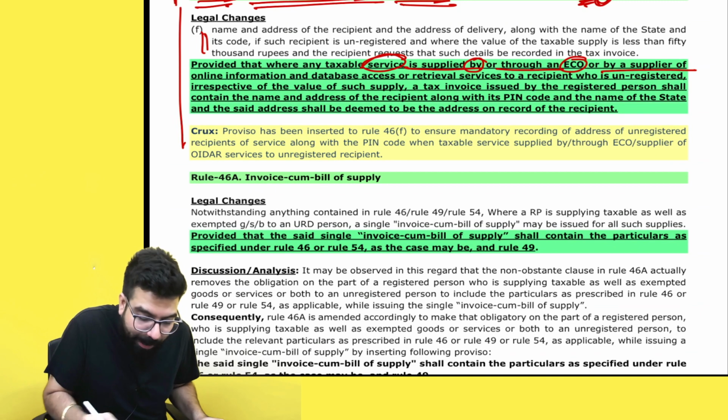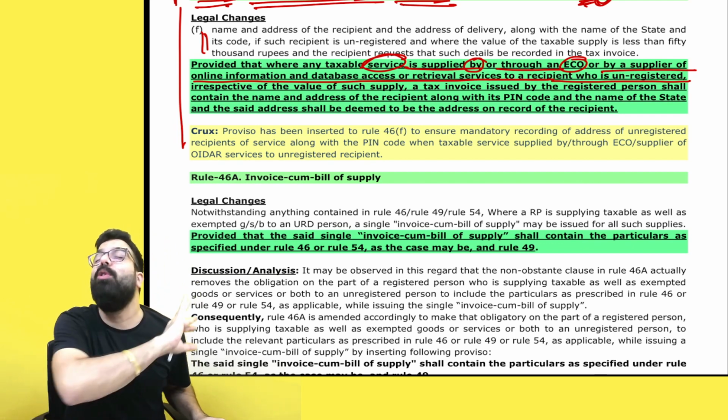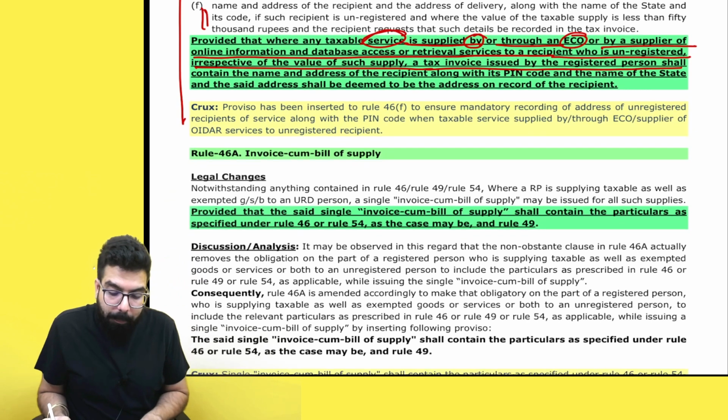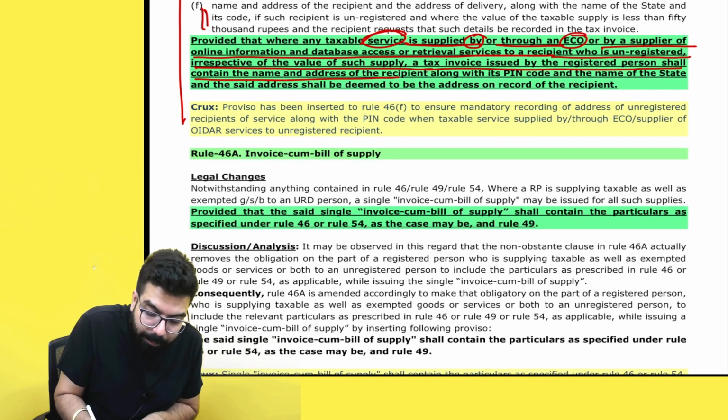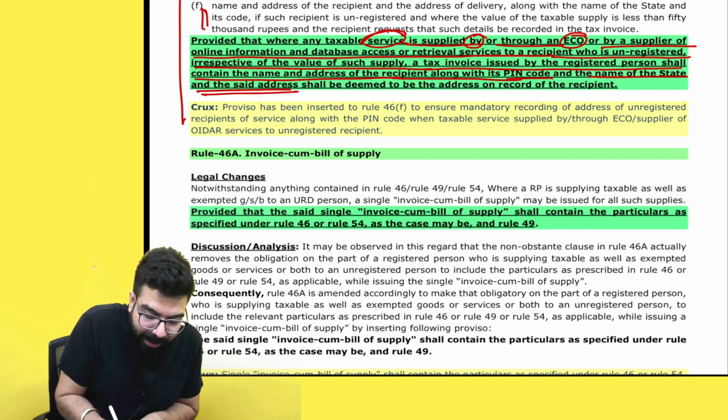If services are supplied by the supplier or OIDR services to a recipient who is unregistered, irrespective of the value, don't see the value, a tax invoice issued shall contain the name and address of the recipient along with the pin code, name and address of the state, and the said address shall be deemed as the address on record.